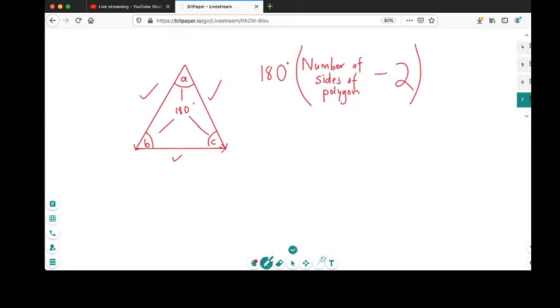So the number of degrees in a polygon equals 180 degrees times something that we're going to, instead of saying number of sides of a polygon, use the letter n to describe that, minus 2. So let's use this logic and this formula with the triangle.